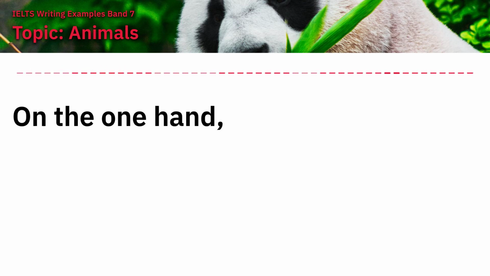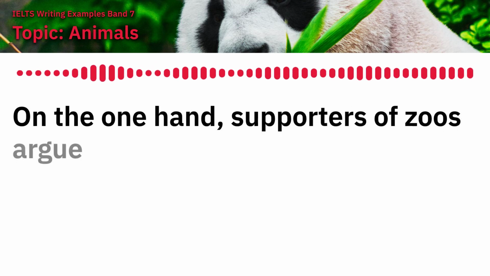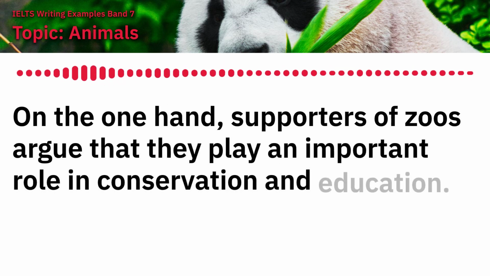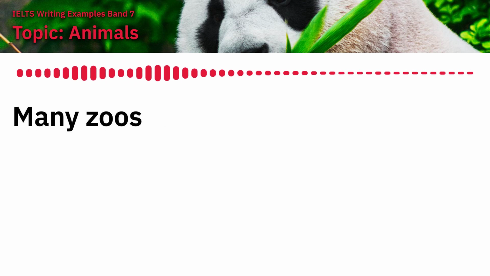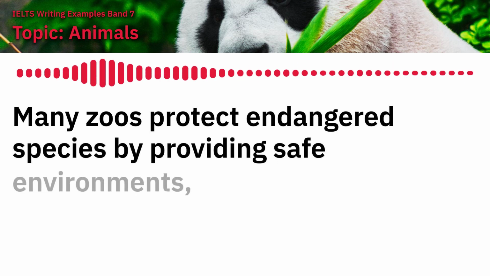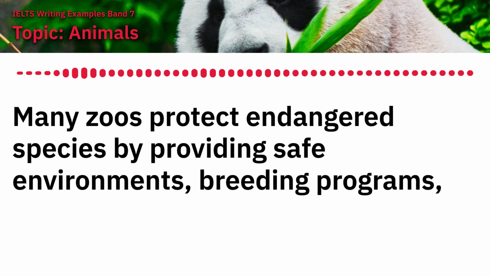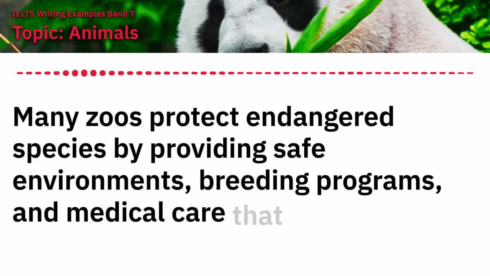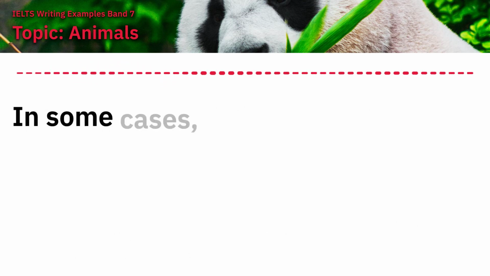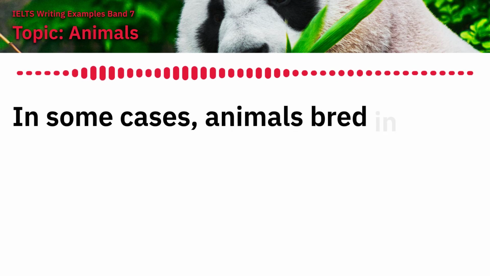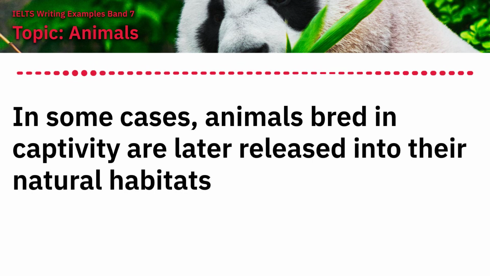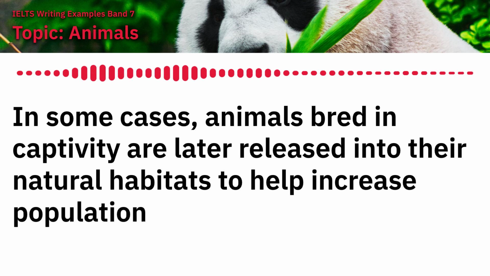On the one hand, supporters of zoos argue that they play an important role in conservation and education. Many zoos protect endangered species by providing safe environments, breeding programs, and medical care that animals may not receive in the wild. In some cases, animals bred in captivity are later released into their natural habitats to help increase population numbers.